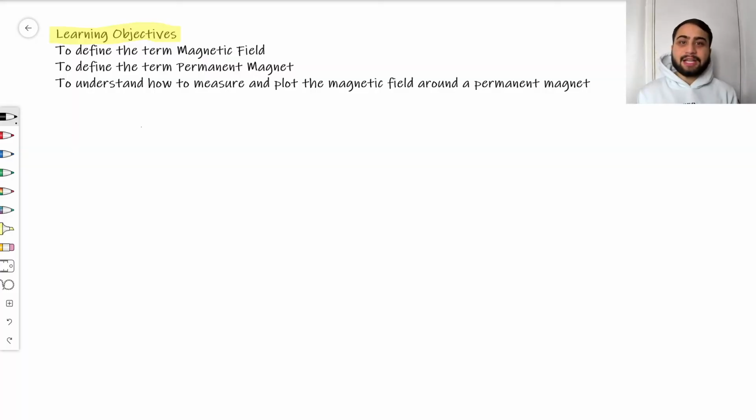My name is Minim and today we're going to be looking at permanent magnets. A few of our learning objectives include to define the term magnetic field, to define the term permanent magnet, and to be able to understand how to measure and plot the magnetic field around a permanent magnet. So if you're ready, let's get right into it.